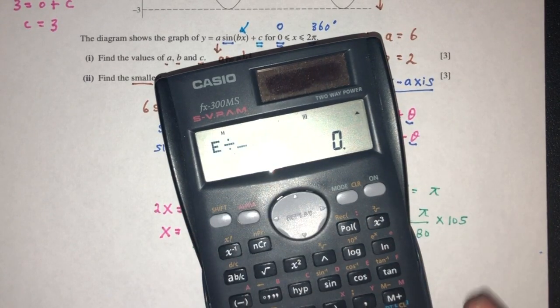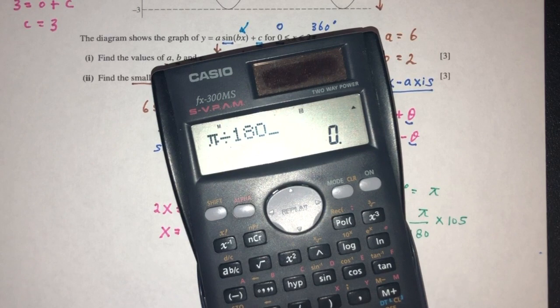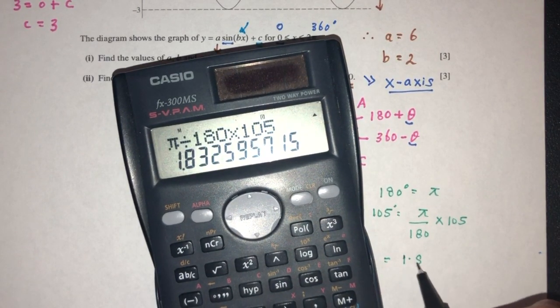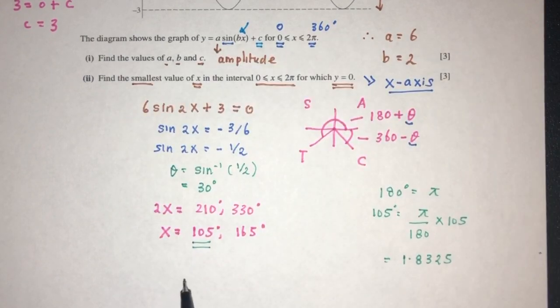So pi divided by 180 times 105. That should be 1.8325, but correct to 3 SF, that should be the value of 1.83 radians for the value of x, the first value of x.